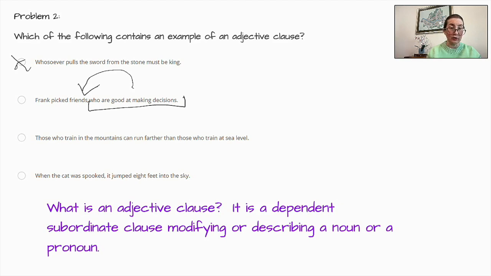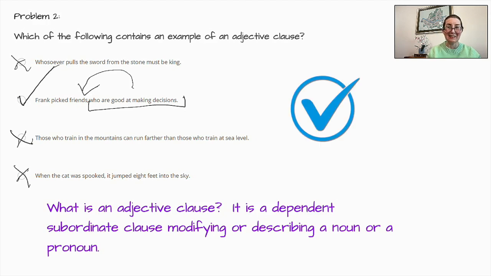But let's look at the other two. Those who train in the mountains can run farther than those who train at sea level. And when the cat was spooked, it jumped 8 feet into the sky. So neither of these have an adjective clause, only this one here, and it is the correct answer.